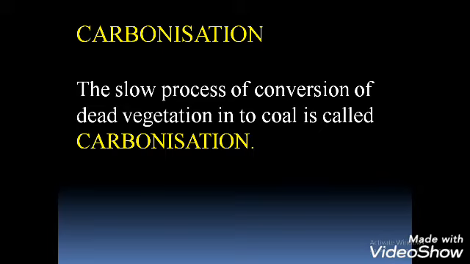As more soil deposited over them, they are compressed. The temperature also rose as they sank deeper and deeper. Under high pressure and high temperature, dead plants got slowly converted to coal. As coal contains mainly carbon, the slow process of conversion of dead vegetation into coal is called carbonization.